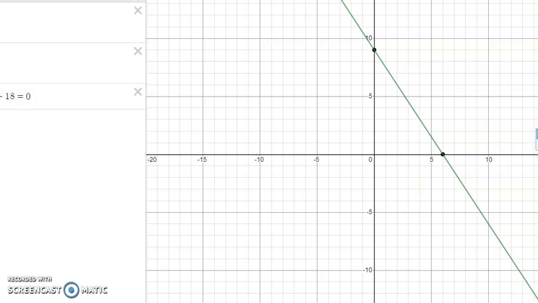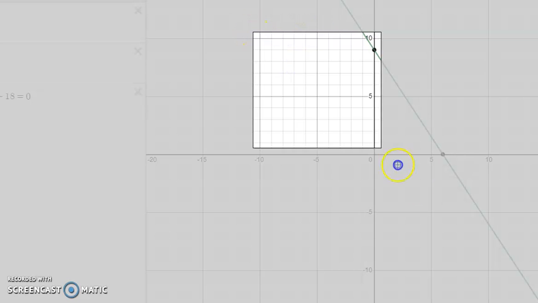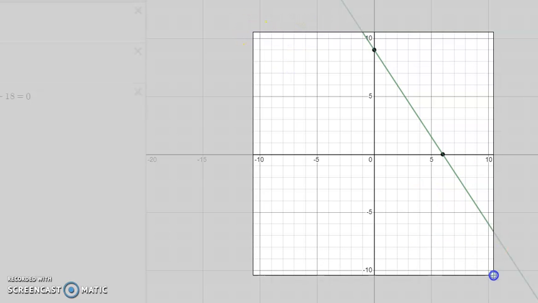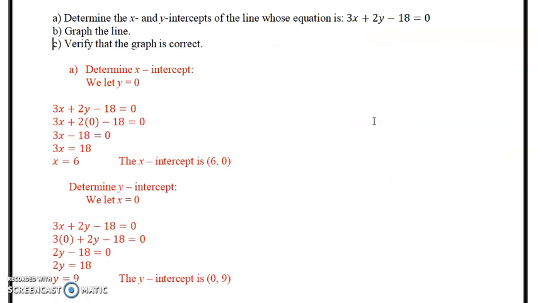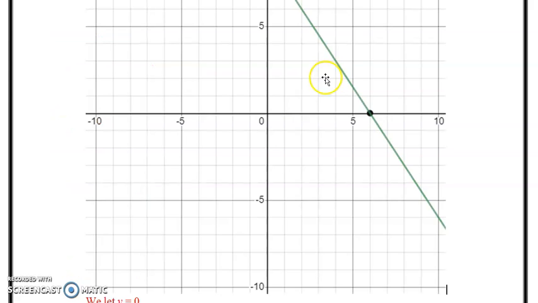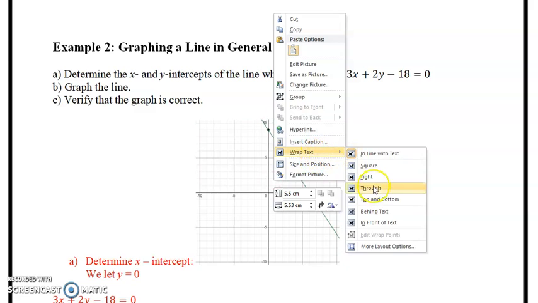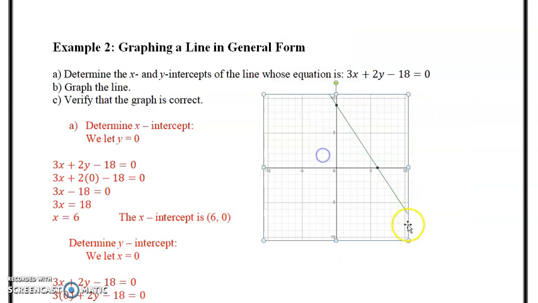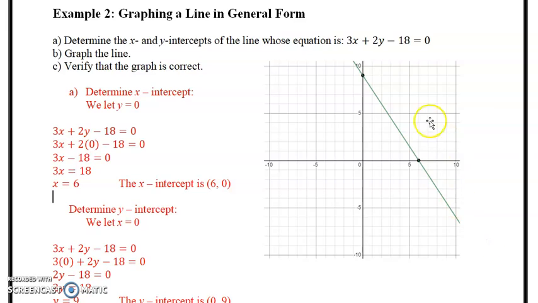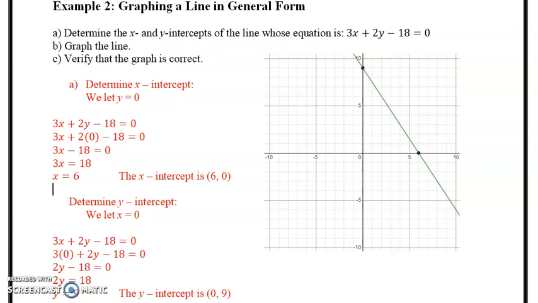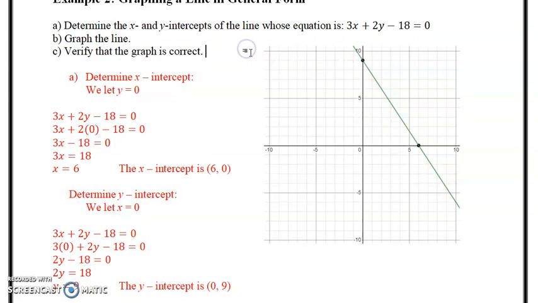Okay? So I'll copy and paste this over to our document, so you'll have it on your solution. Okay? So we'll replace that with our graph. Format text through, a little technique there if you're ever using it. And there's our graph. So we have our x-intercept at 6 and 0, our y-intercept at 0 and 9, and then we graph the line through. So there's your B part.